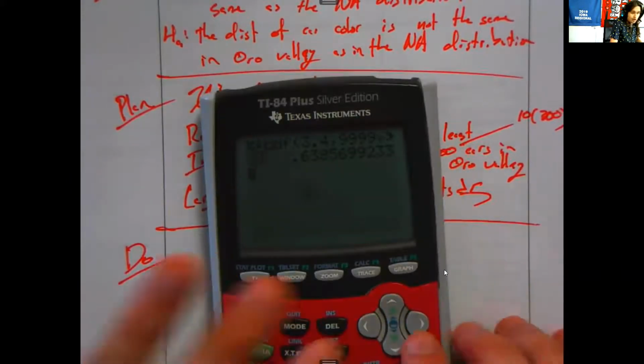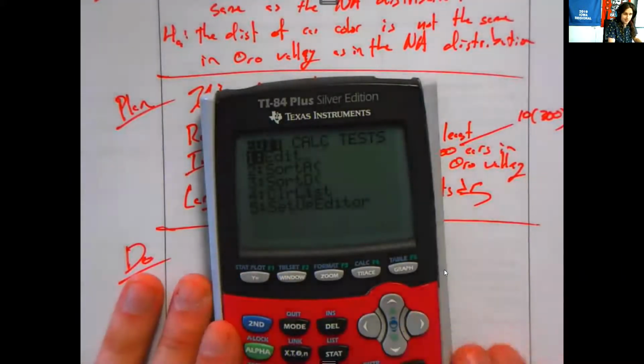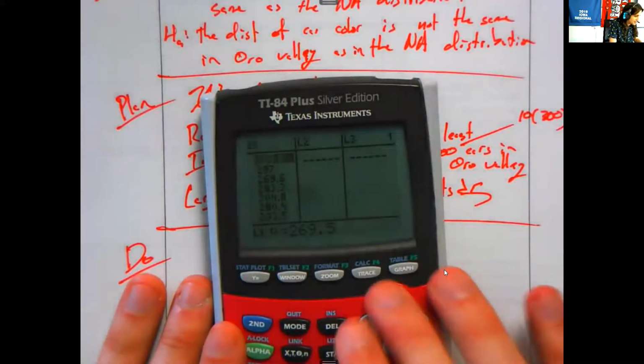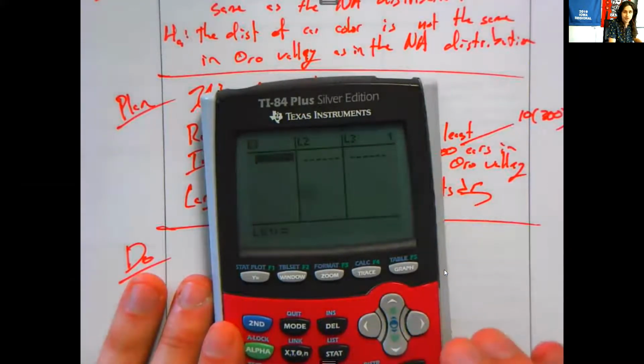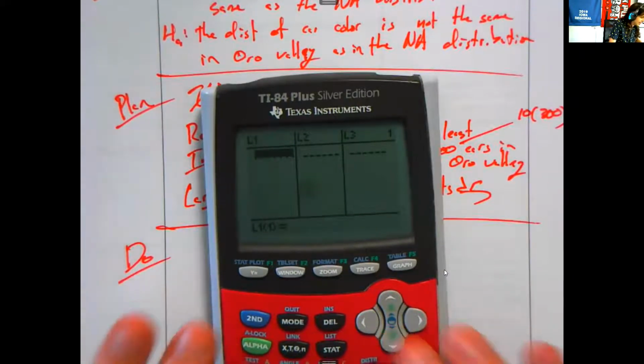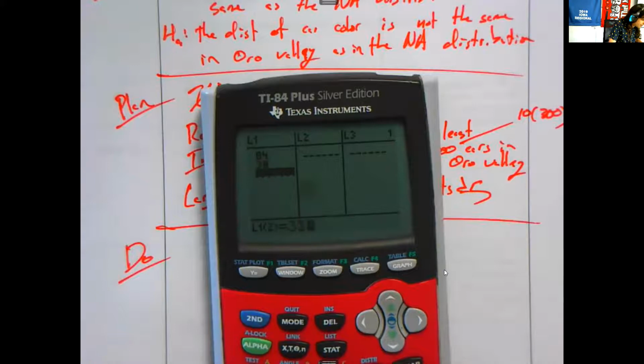Let's do that. Going to go into our stat and our lists. Haven't touched this in a while, perhaps. Going to clear out list 1. Remember, don't delete the list. Hit clear on the list and then go down. And in L1 are going to be my observed counts. So this is 84, 38, 31, 46, 27, 29, 6, and 39.